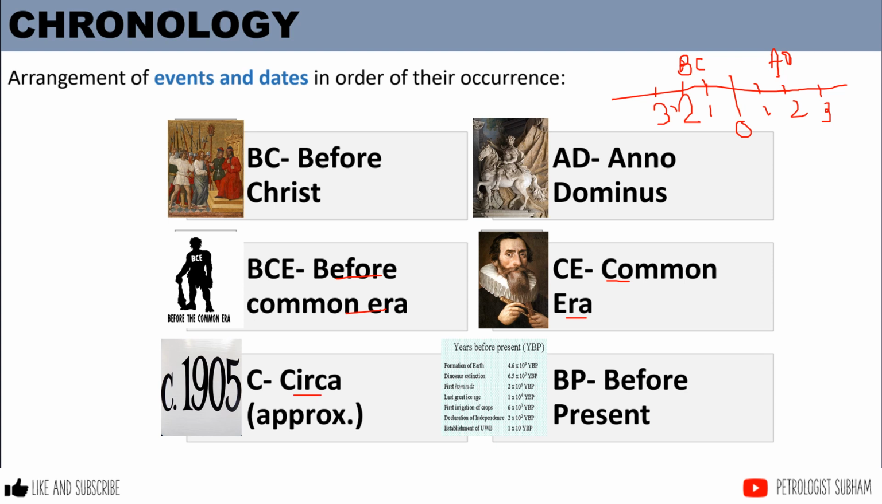Circa is used for some approximation, like circa 1912 when the Titanic sank, right? Before present is used by the scientific community or scientists, like the formation of Earth occurred 4.6 into 10 to the power 9 years before present, like backwards how many years ago it has happened, right? So it is used by the scientific community or the scientist. Understood? Any doubt? Please mention in the comments.